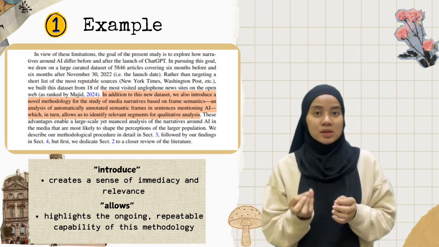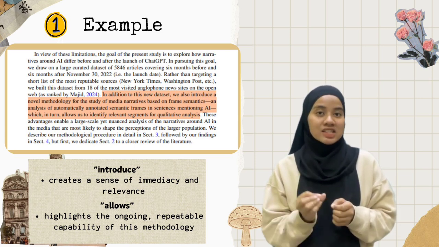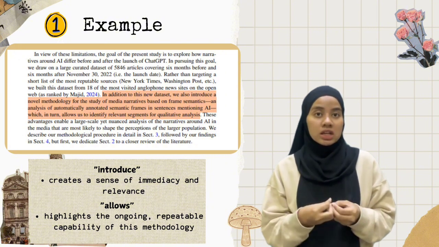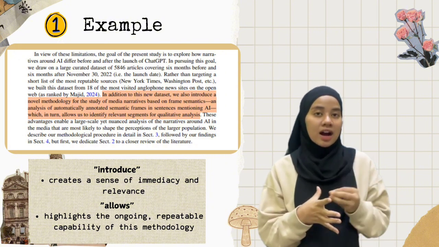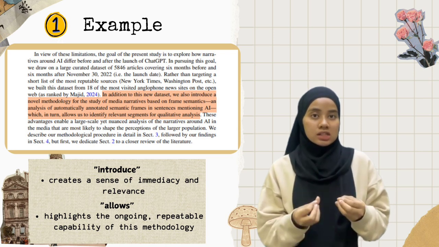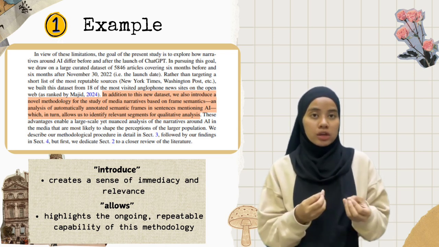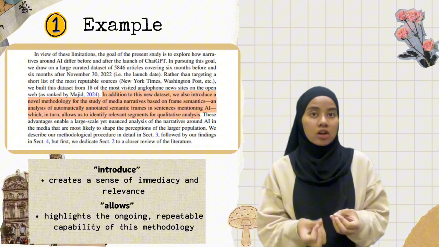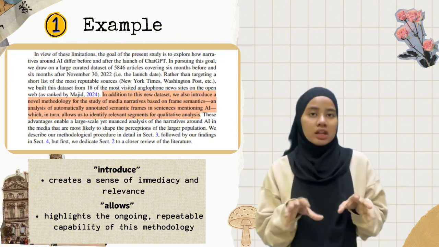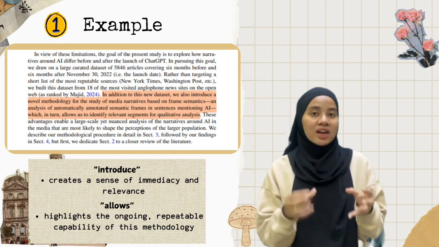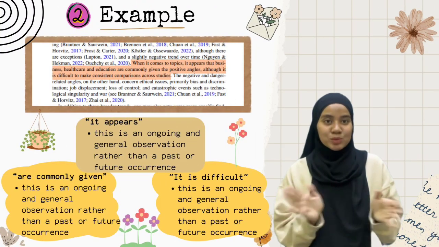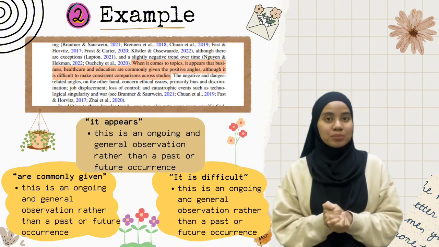Here, the present simple introduced creates a sense of immediacy and relevance. It tells the reader that this methodology is being presented as a current and significant contribution, and then there's allows us, which highlights the ongoing repeatable capability of this methodology. Present simple keeps it clear and factual, avoiding confusion about when or how this happens. Cool, right? Next, moving on to our second example.